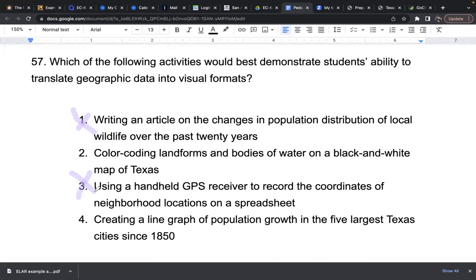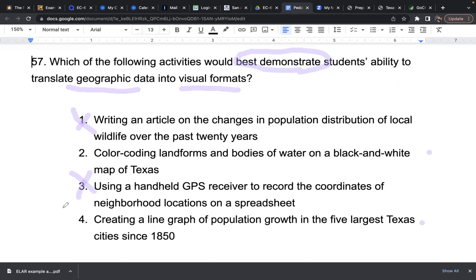Okay, I love it. So one of you is right. Let's go back to the question. Remember, when they say best demonstrate, it's because they've given you two appropriate answers, but one is better than the other. We want to assess their ability to translate geographic data into a visual form. Which one does it better? Both of these are visuals. I say 4 is out, 2 is right.